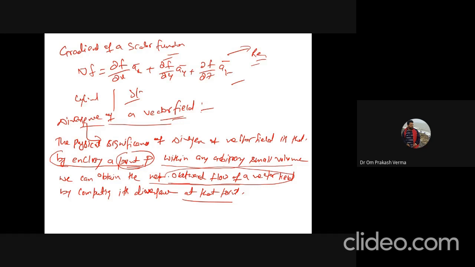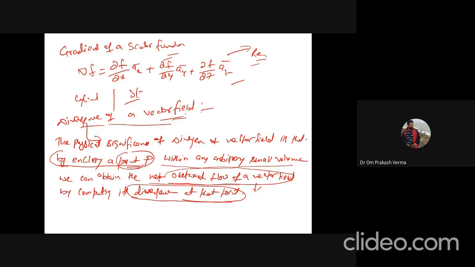So the ultimate goal is to calculate the outward flow of a vector field, and it can be calculated with the help of the divergence at that point. If you are able to calculate the divergence at that point, then you can calculate the outward flow of the vector field. It may be zero, it may be outward, it may be inward sinking. You will see the problem.